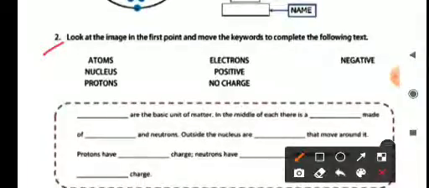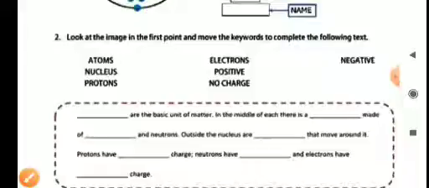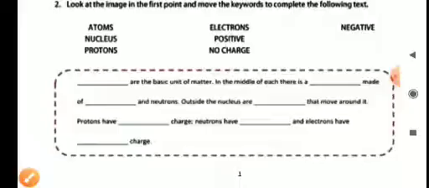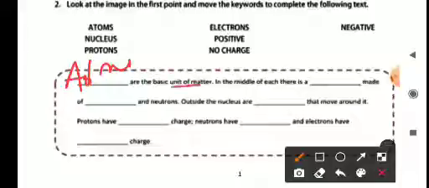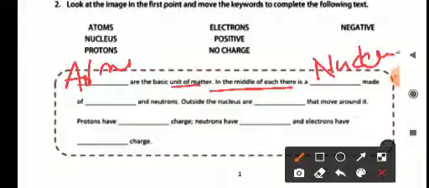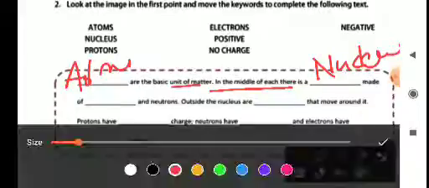Look at the image in the first point and note the keywords to complete the following. On the basis of these terms, fill in the blanks. The first space will be filled by atoms. Atoms are the basic units of matter, and in the middle of each there is a nucleus. What will be here? Nucleus.